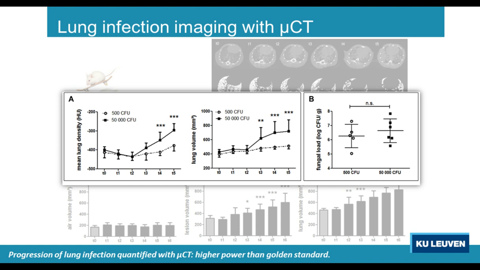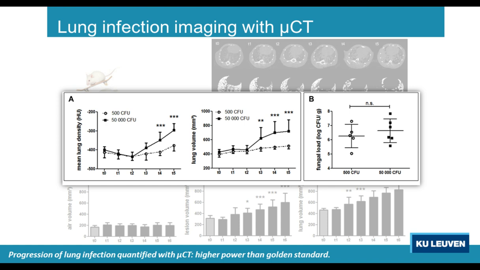And then what I'd like to stress about this imaging method: the gold standard in the field of lung infection is often to sacrifice your mouse, take out the lungs, isolate them, then homogenize and plate the homogenate for quantifying colony-forming units to quantify your fungal burden in the lungs. Here I compared two sets of mice scanned with CT with the gold standard. In panel B, you see the gold standard for two groups of mice infected with 500 colony-forming units versus 50,000, so a smaller inoculum and a larger inoculum.